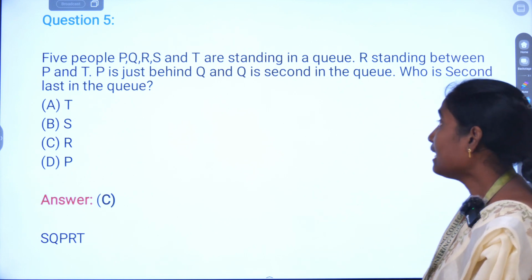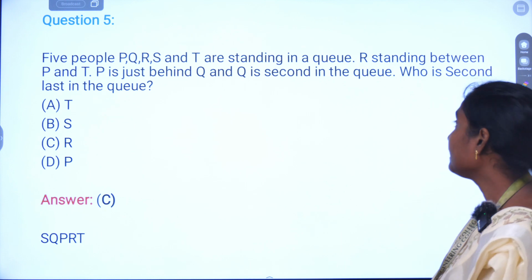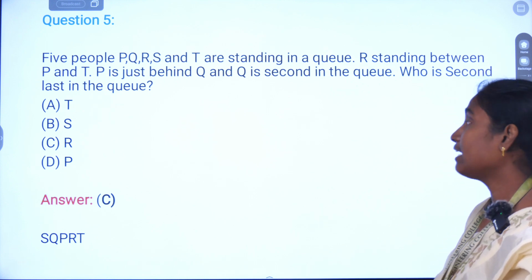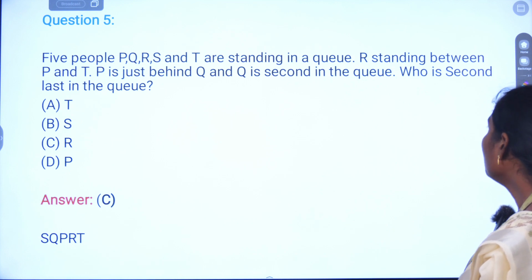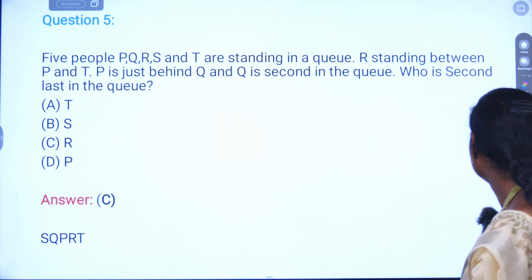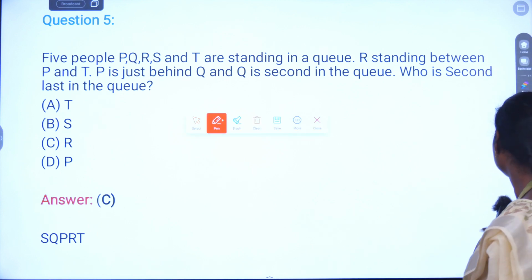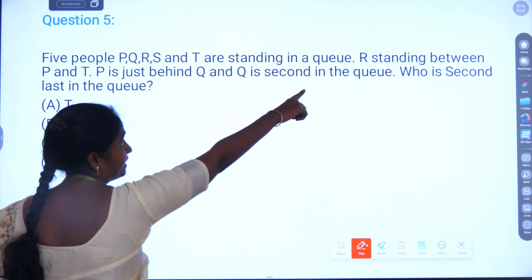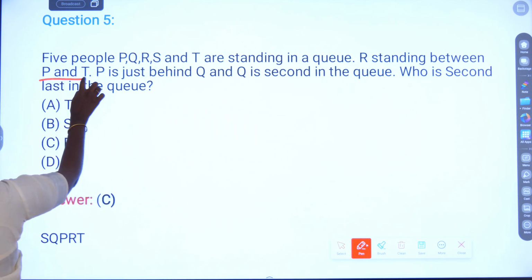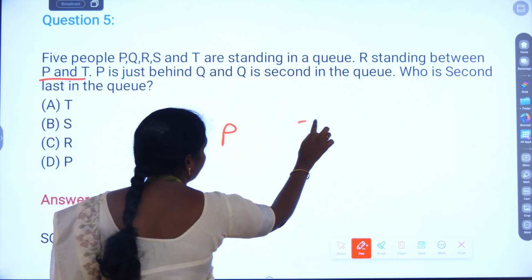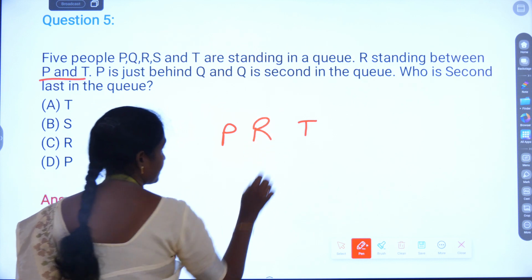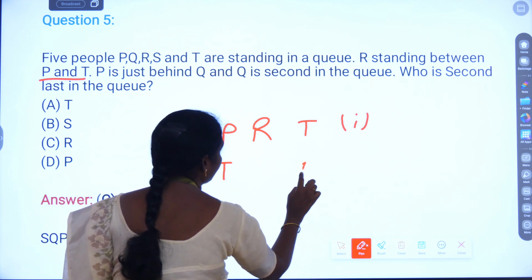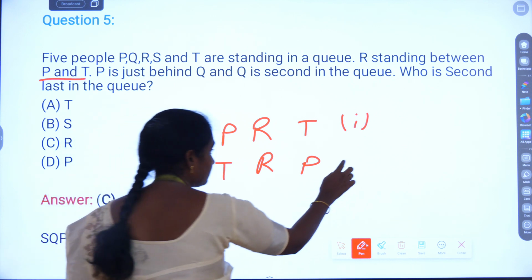Next question is: five people P, Q, R, S and T are standing in a queue. R is standing between P and T. P is just behind Q and Q is second in the queue. Who is the second last in the queue? For this, first they are saying that R is standing between P and T. You have P and T, and between P and T, R is standing. This is the first possibility. Second one, T, P, and between them R is standing. This is the second possibility.